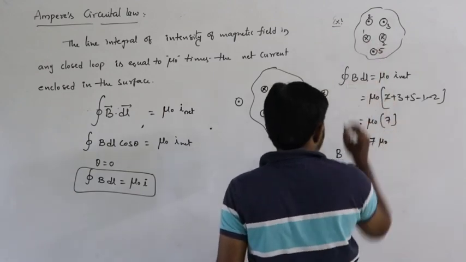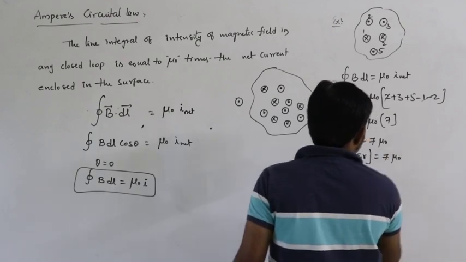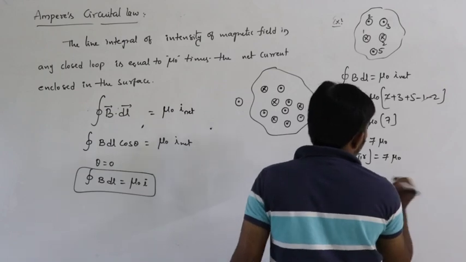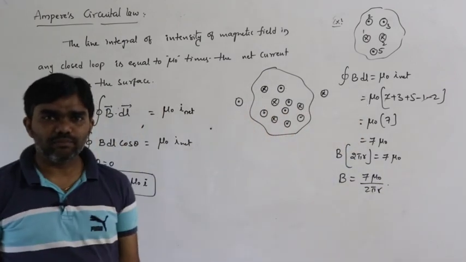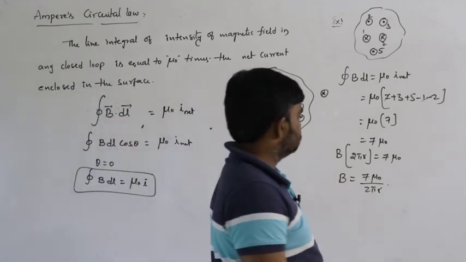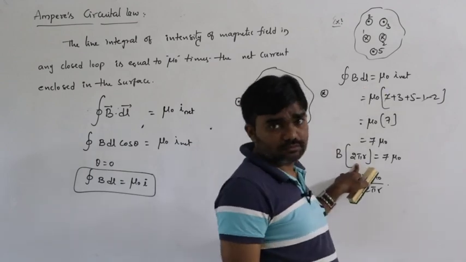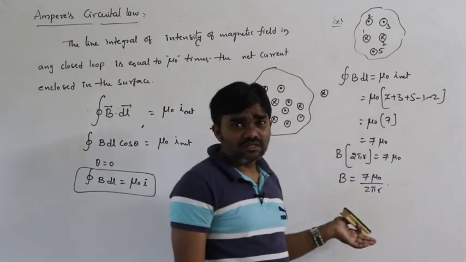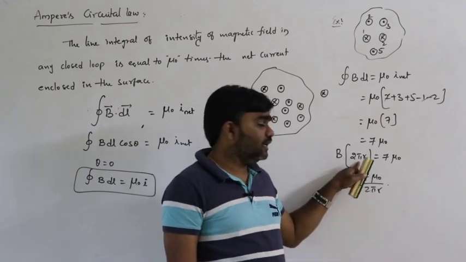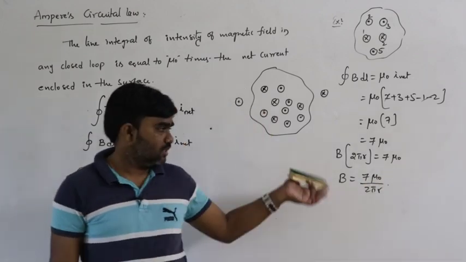So for example, if it is a circular shape, the integral of dl is 2 pi r, so 2 pi r B equals 7 mu naught. B is equal to 7 mu naught by 2 pi r. Because if it is a circular path, the length of the circle is 2 pi r. Line integral of the closed path, if that closed path is circular, that line integral is 2 pi r. So that is 7 mu naught by 2 pi r. That is the situation.